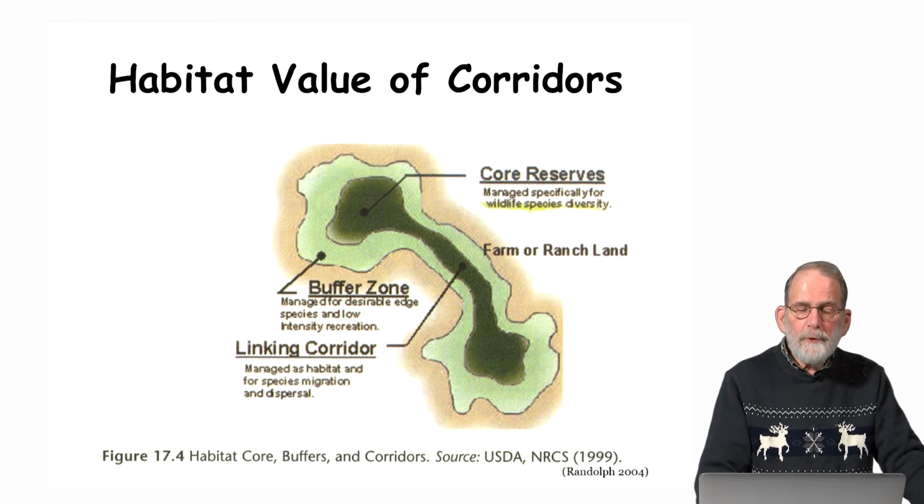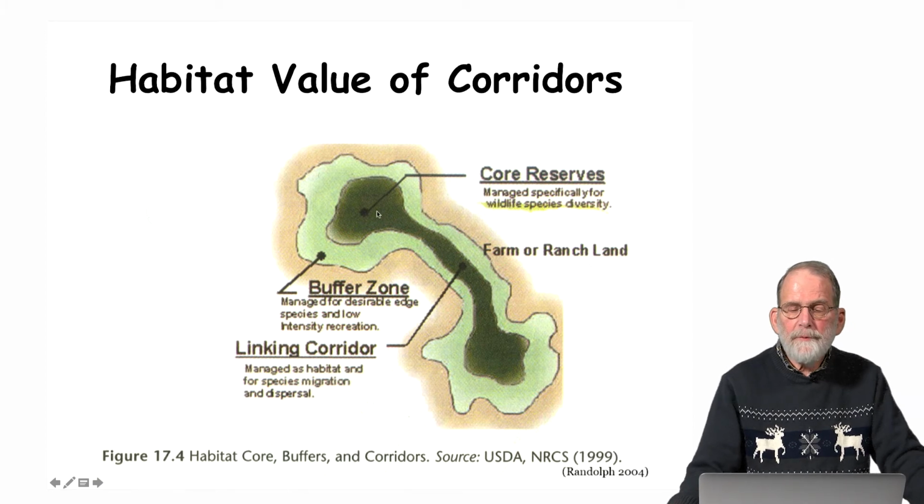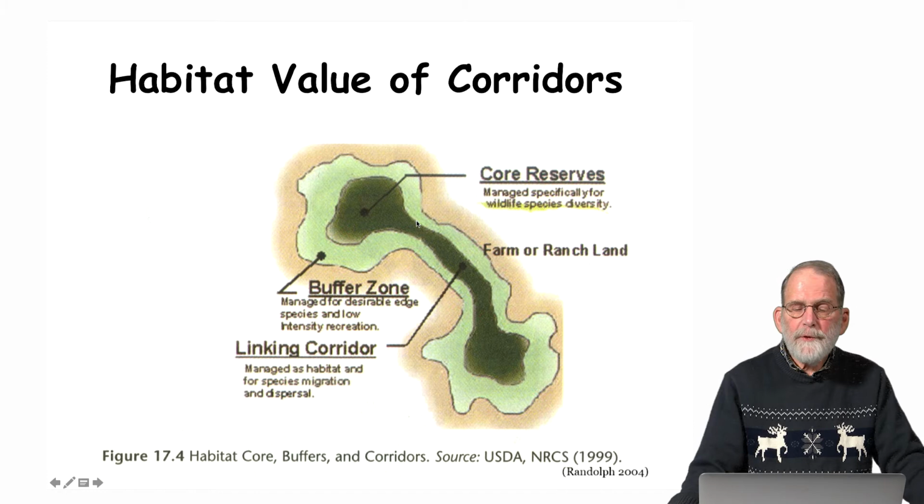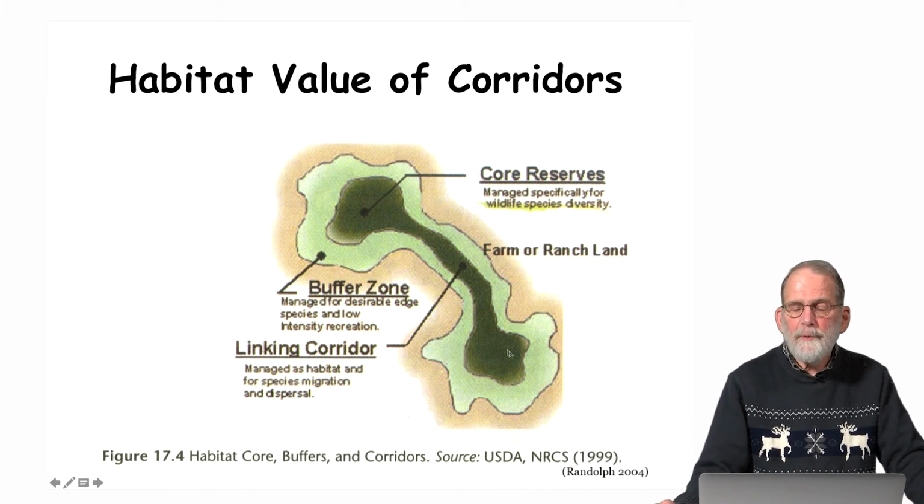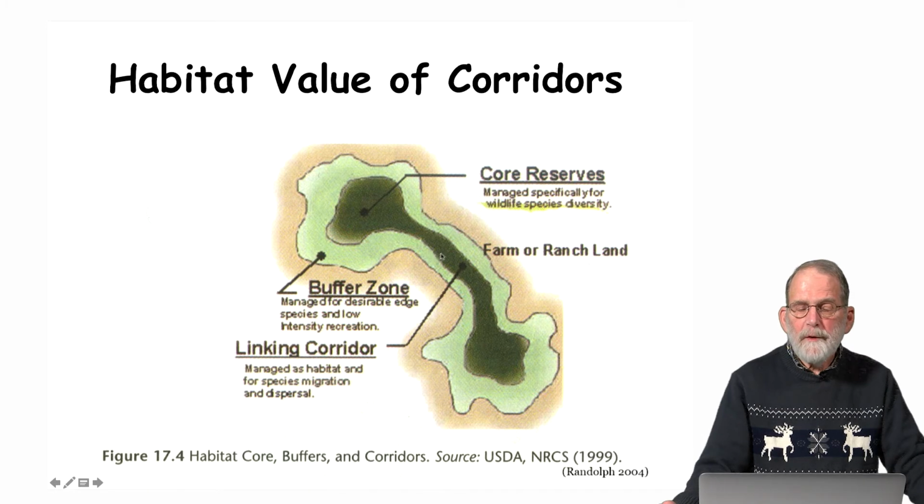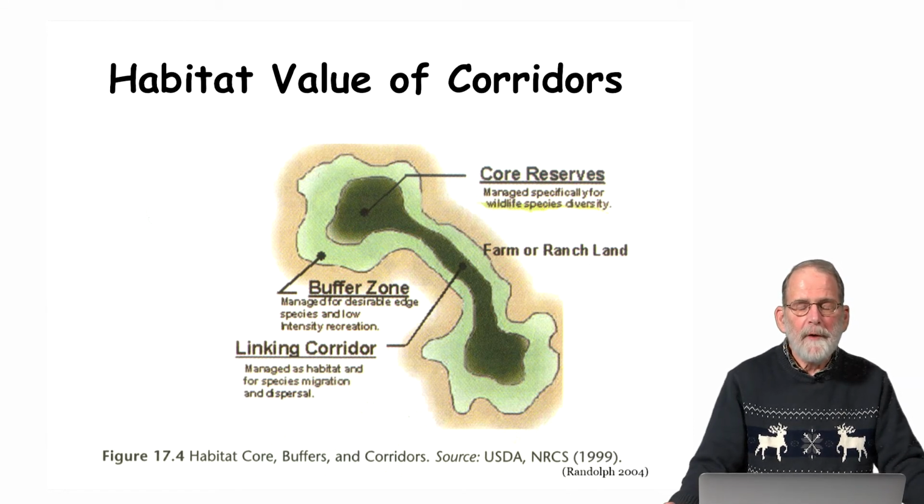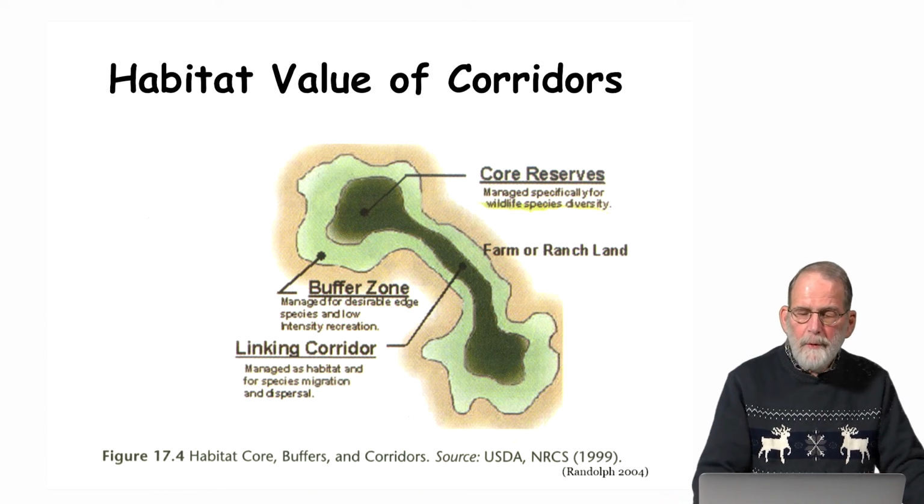The value of corridors is accentuated, enhanced, when a patch corridor consists of both edge conditions and core conditions. The reason for that is that the presence of a core reserve in the corridor itself allows for core species from this patch to interact with species from this patch. Had this connector been much more narrow, there wouldn't have been the extent of linking corridor that connects this core reserve with this core reserve. So the idea of corridors is that they provide connective tissue in the landscape, and when the corridors contain core reserves throughout the corridor, the value to biological diversity is significantly higher.